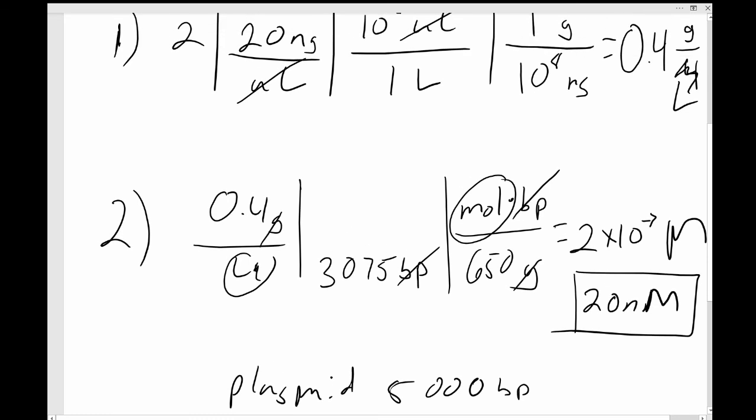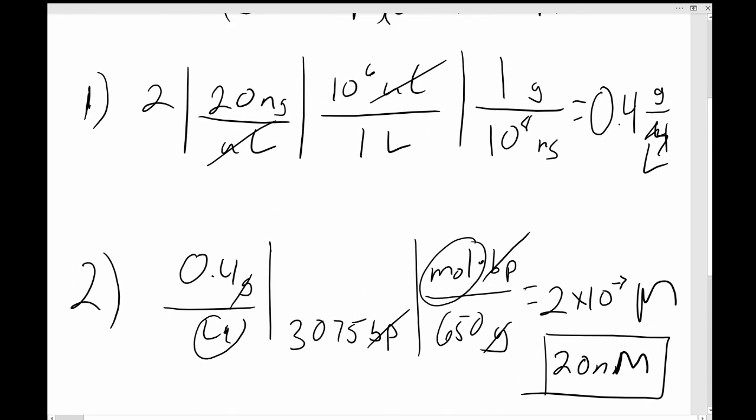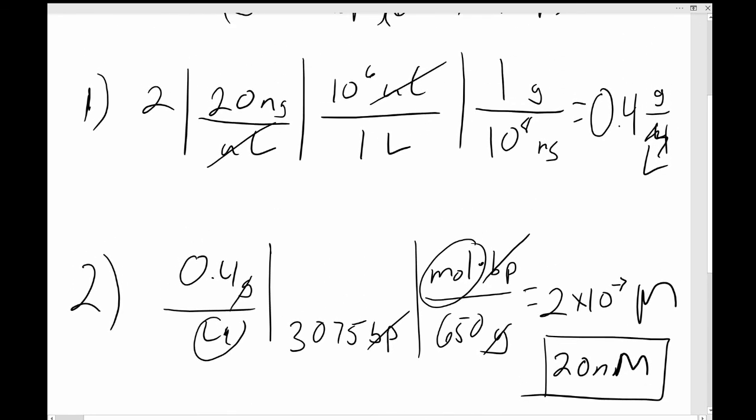So I hope that helps. If you guys have any questions, please feel free to email me again. But this is basically what you want to do. You just want to calculate the molarity for each of them, and then, using these numbers, you'll be able to determine the amount of volume per ratio.